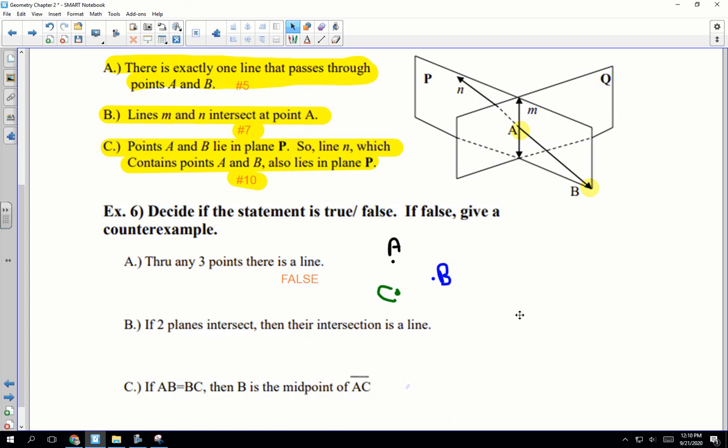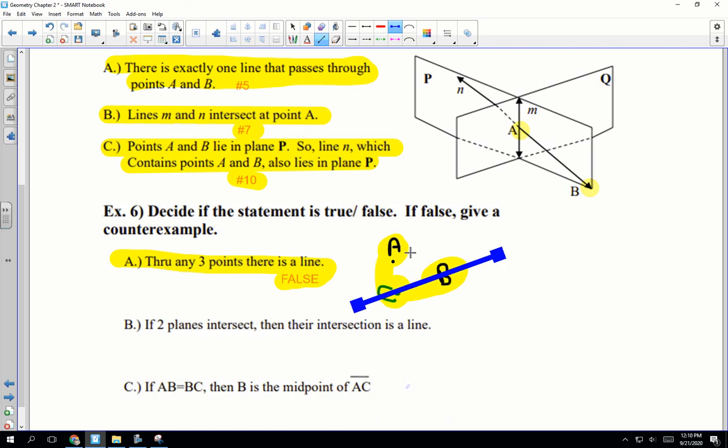Sometimes you need a picture. I am definitely a visual learner. Sometimes you need a picture to help determine exactly what it's talking about. So there's no one straight line. I can't take any straight line and get it through the 3 points. So just drawing 3 points in this triangular shape is going to be a counterexample.